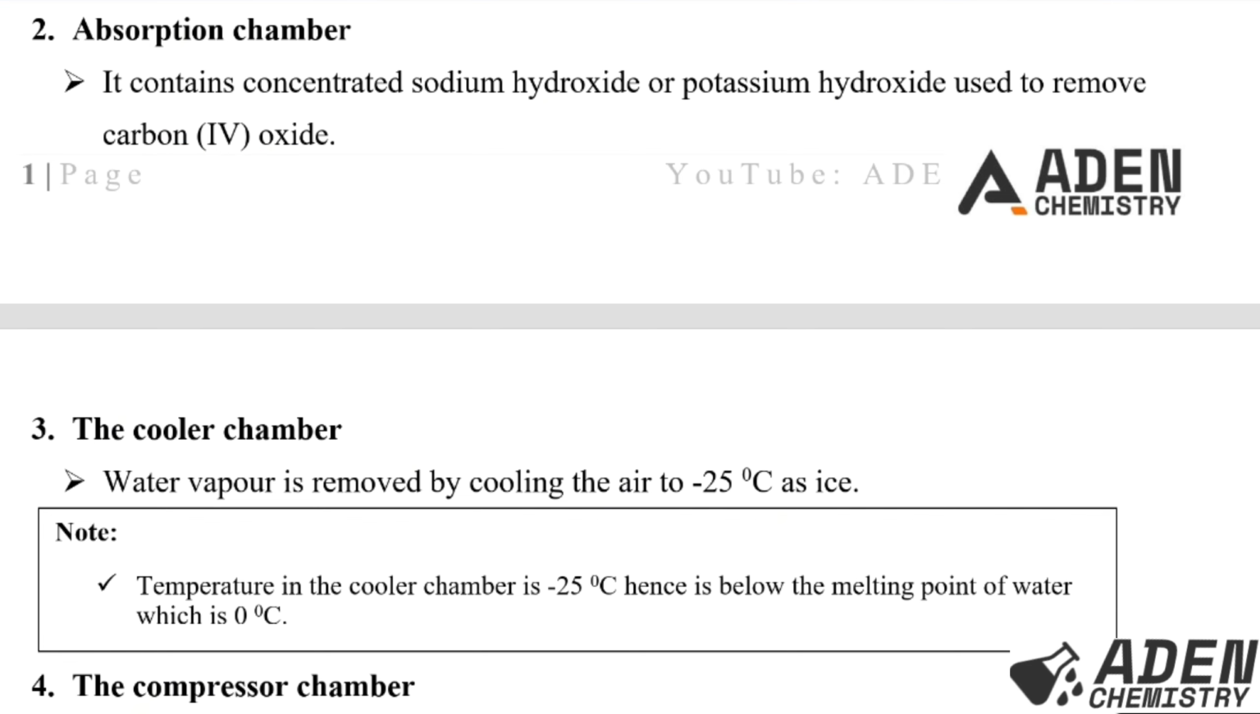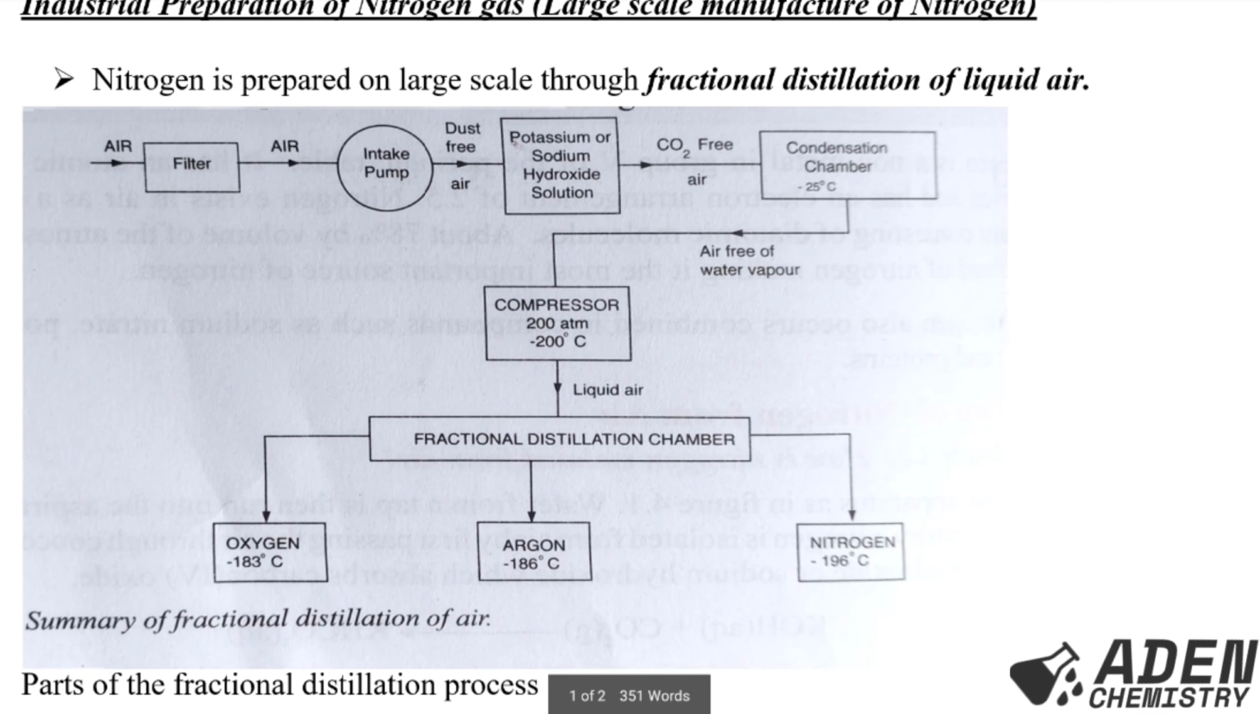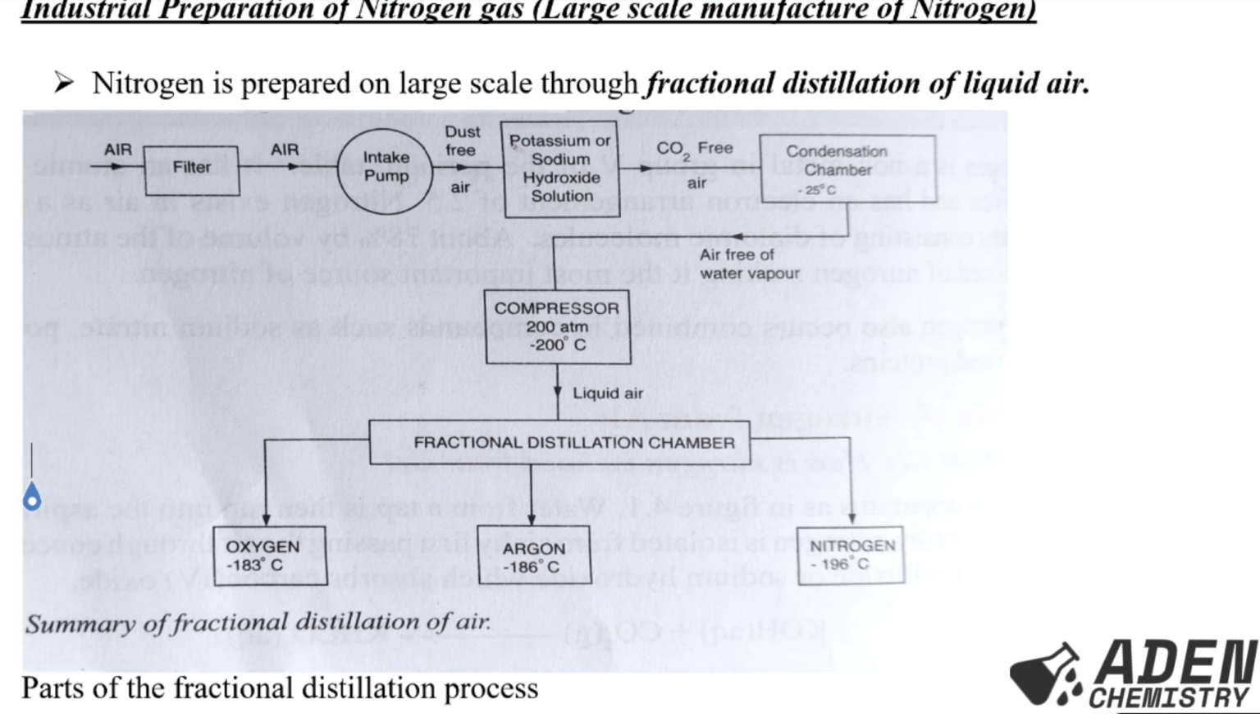If we look at that chamber, it has potassium or sodium hydroxide solution. That's why we say the absorption chamber contains concentrated potassium hydroxide solution or sodium hydroxide solution, and the role of this solution is to remove carbon dioxide from the air. That's why we have here carbon dioxide free air.